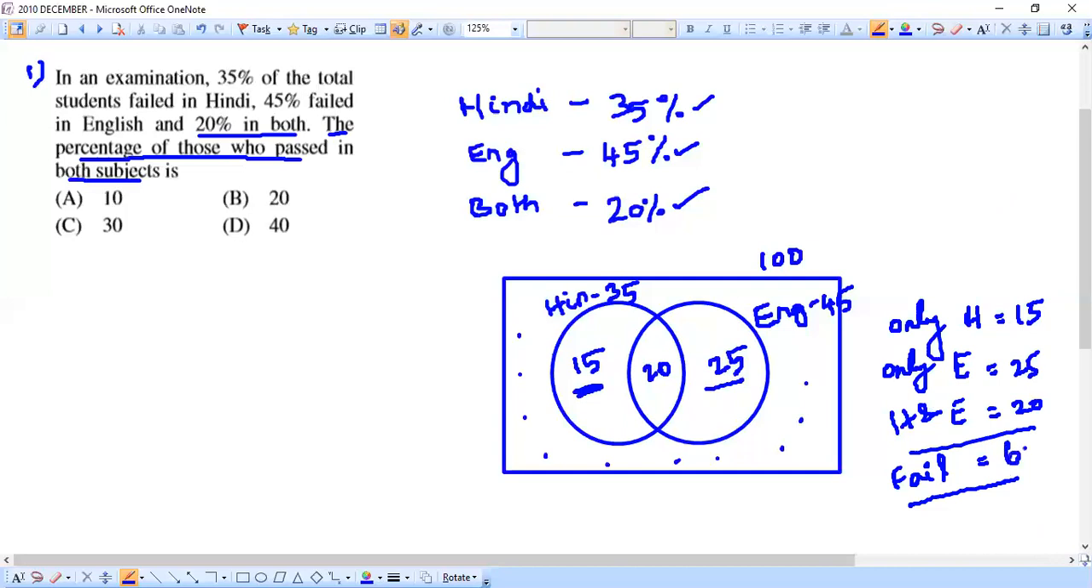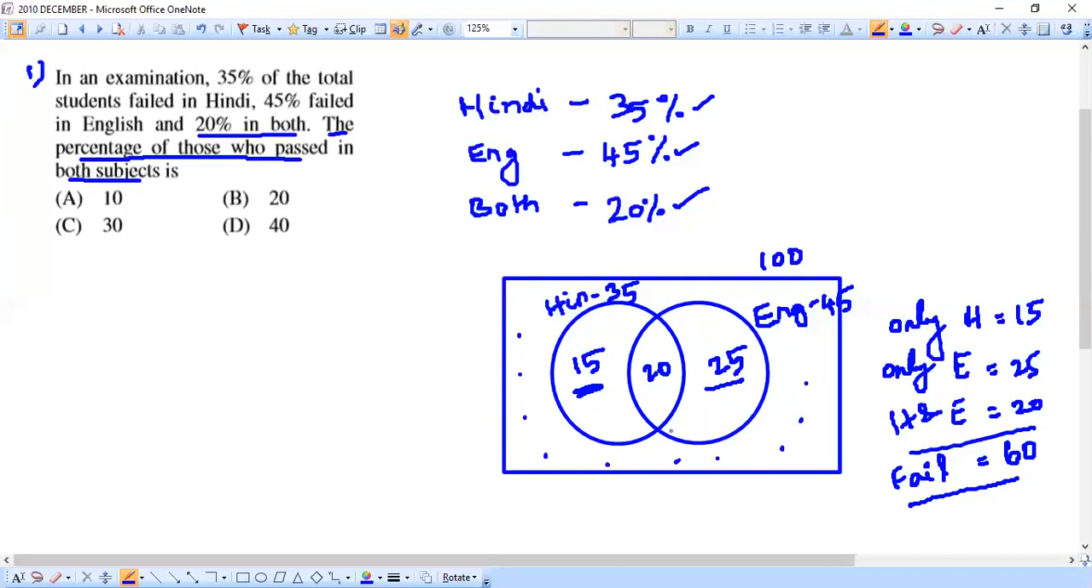So that means 60% of the people failed in either one or two of these subjects. Do you understand? I can tell 15 plus 20 plus 25, the total is 60. That means we can surely tell 60 people failed in either one subject or both the subjects. So 60 people failed, but what we need is how many passed.